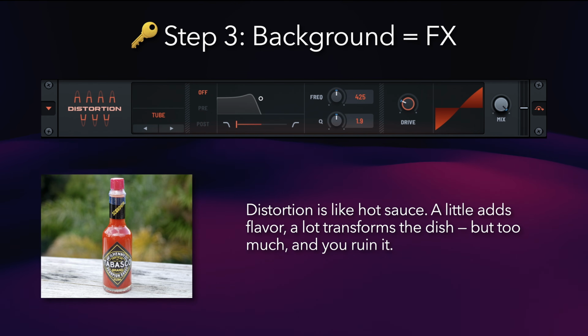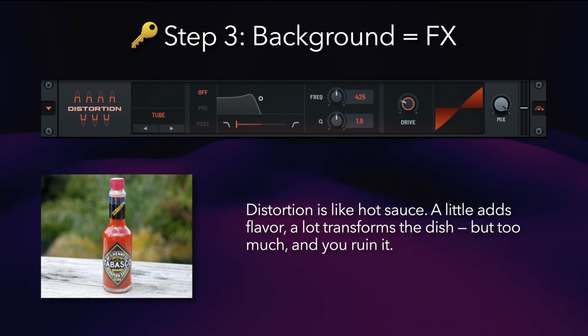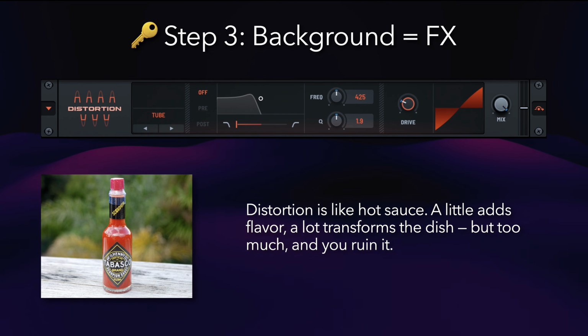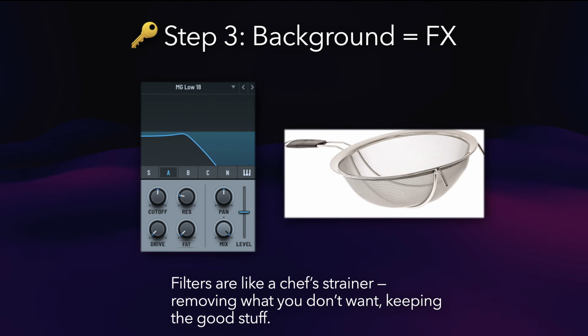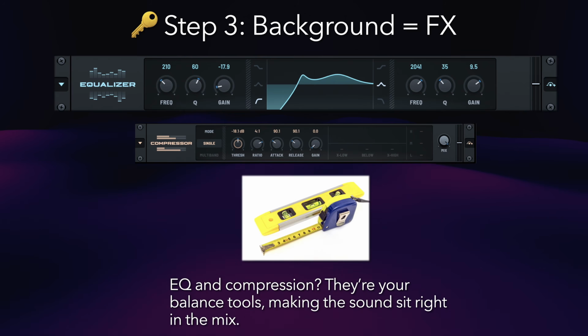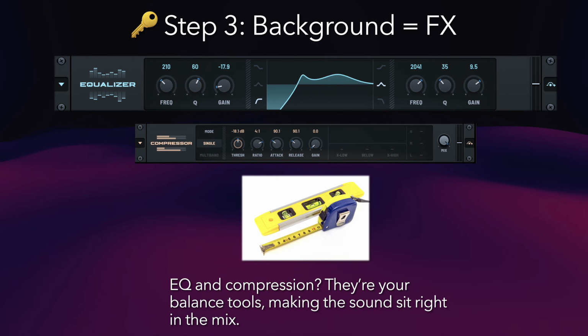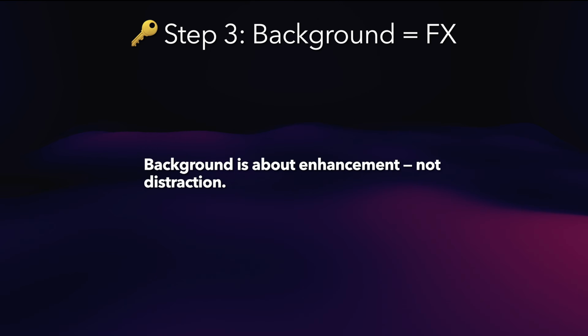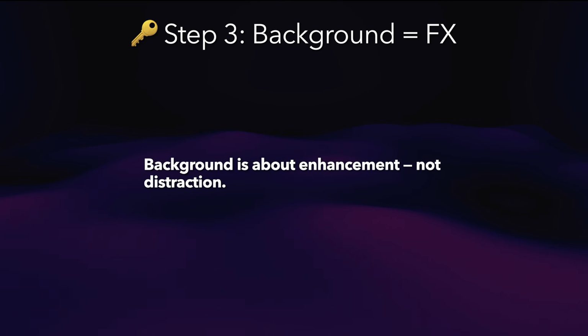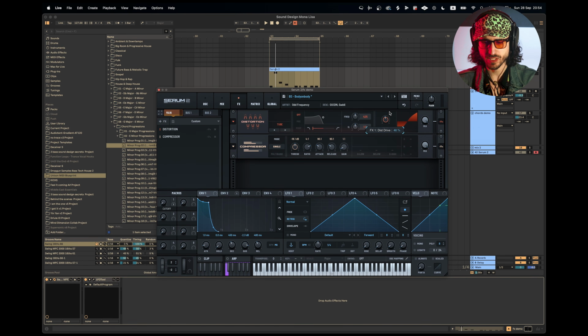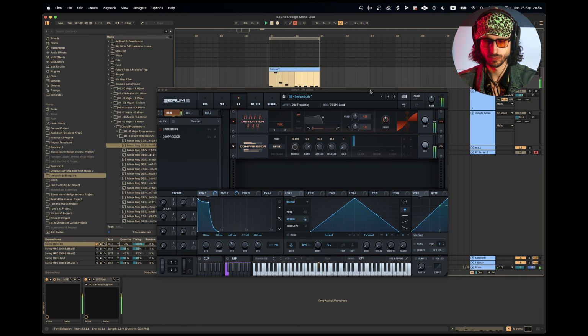Distortion is like hot sauce. A little adds flavor, a lot transforms the dish, but too much and you ruin it. Filters are like a chef's strainer, removing what you don't want, keeping the good stuff. EQ and compression, they're your balance tools, making the sound sit right in the mix. Background is about enhancement, not distraction. So let's listen to this bass line. This is the patch how it was designed originally.